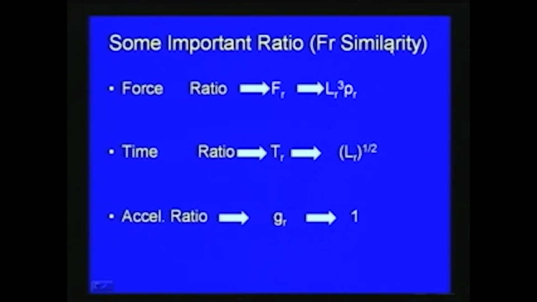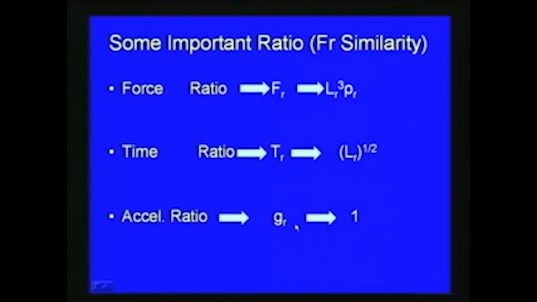So, using the Froude model similarity, the force ratio we can write as F_r corresponding to L_r cubed rho_r, where L is the characteristic length, rho is the density and r is the scale ratio. So, time with respect to the Froude similarity law we can write T_r corresponding to L_r to the power 1 by 2, or square root of L_r, and then the acceleration ratio you can see here.